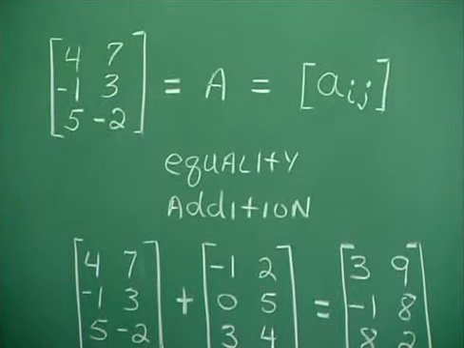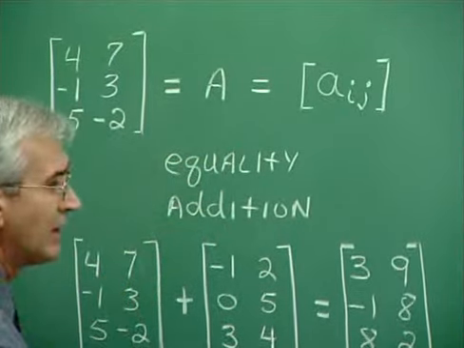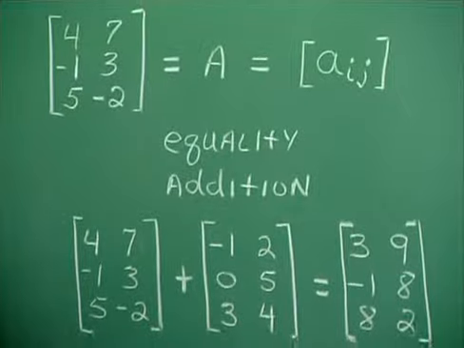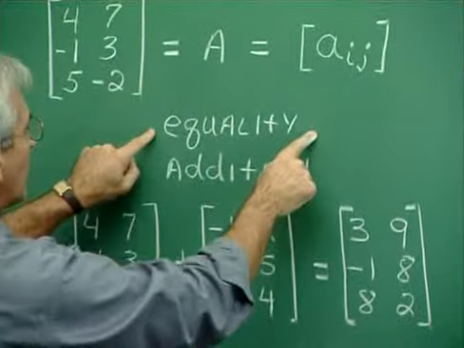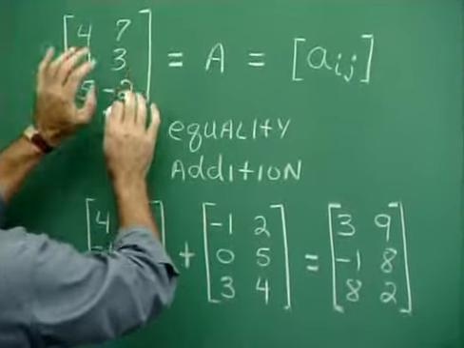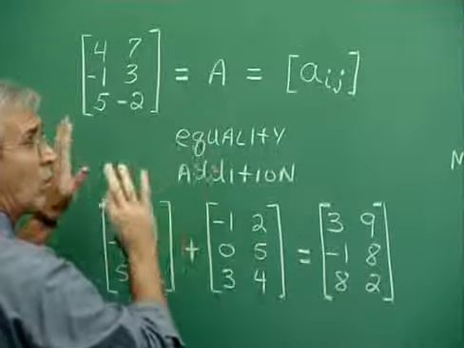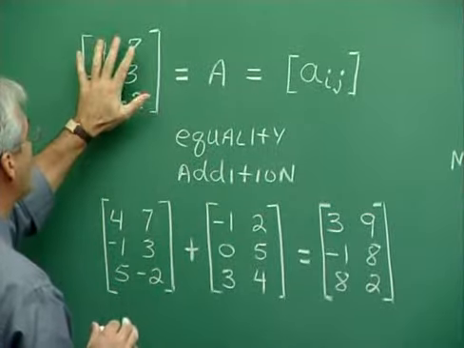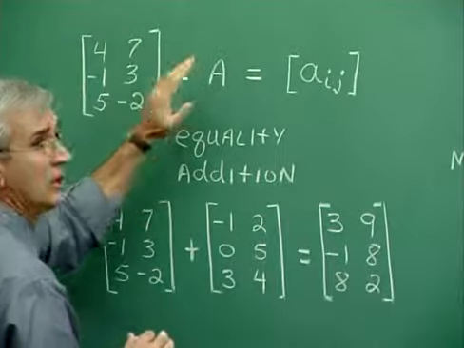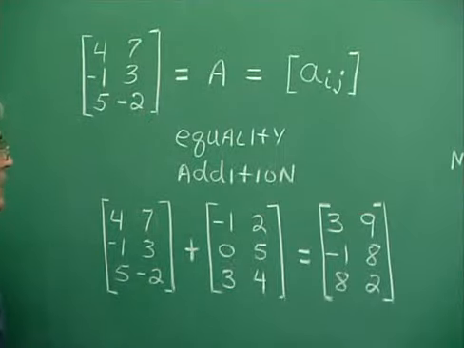Now, the notion of equality and the notion of addition are just about exactly as we would expect them to be. Equality occurs when the entries in a second matrix are exactly the same as the corresponding entries in the first matrix. So we would have another one that looks just like this, and therefore the matrices would be equal.